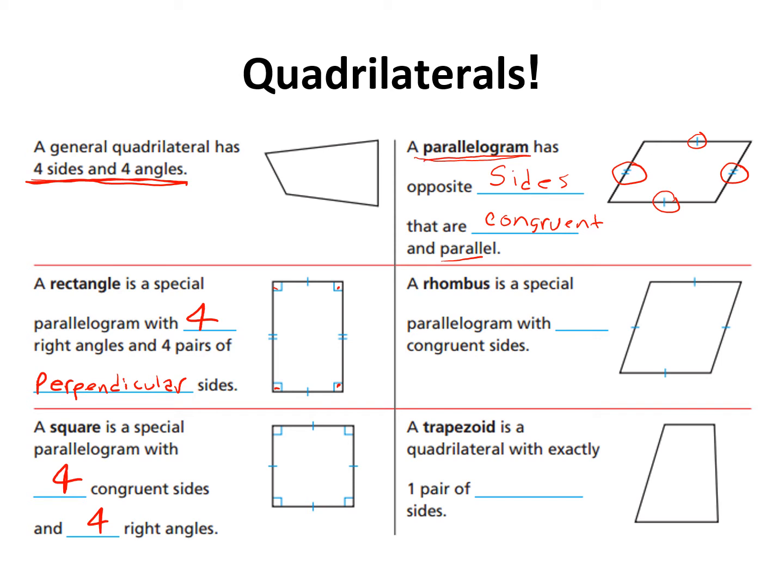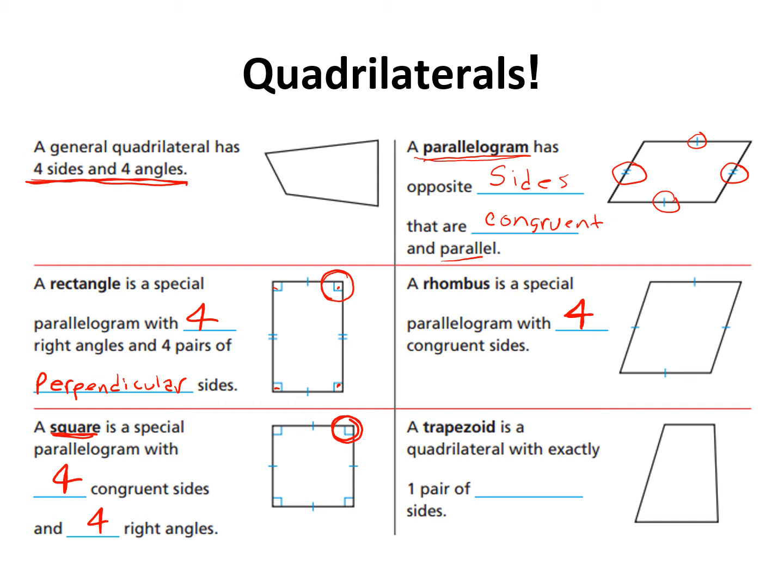What is the difference between a parallelogram and a rectangle? This little guy right here, a right angle. A parallelogram does not have to have right angles. A rhombus is a special parallelogram with 4 congruent sides. What else has 4 congruent sides? Yeah, a square. What's the difference between a square and a rhombus? This little fella right here, right angles. A rhombus does not have right angles.